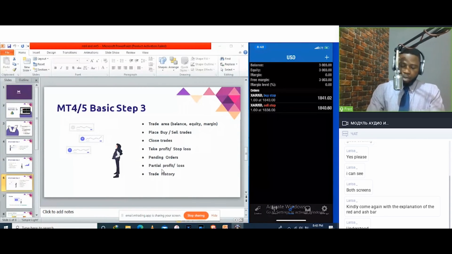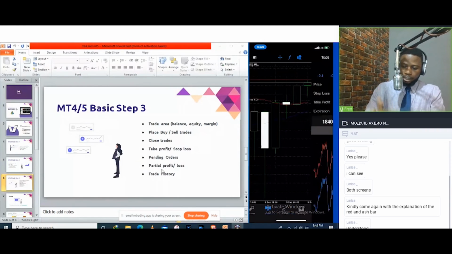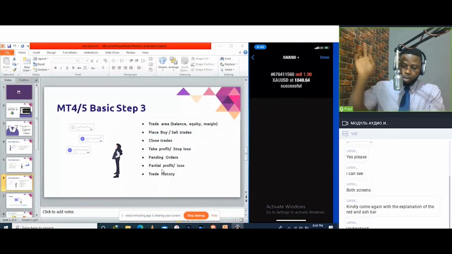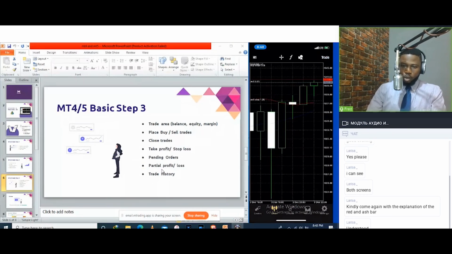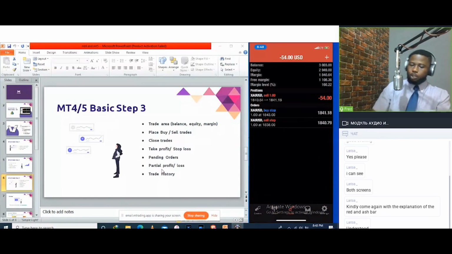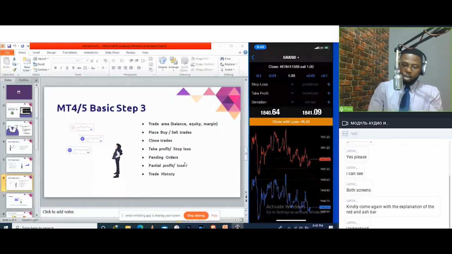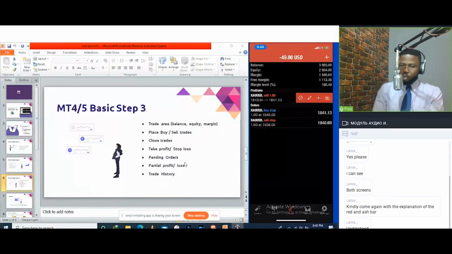But before we take some partial profits or partial losses, we need to have an open trade. So here, let's go to instant execution and place a sell trade. There you go. So you can see I'm in loss right now. And let's see how we can take some partial profits or some partial losses. When you want to take partial profit or partial loss, you just slide on the trade you've opened, and you click on the close button. That's the first one. That's the correct button.